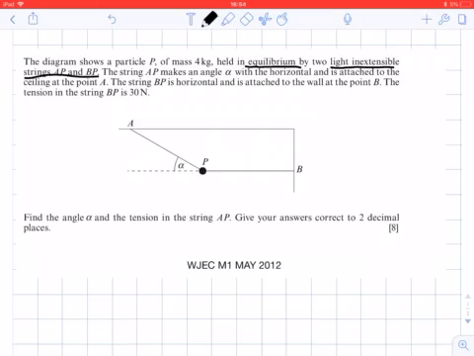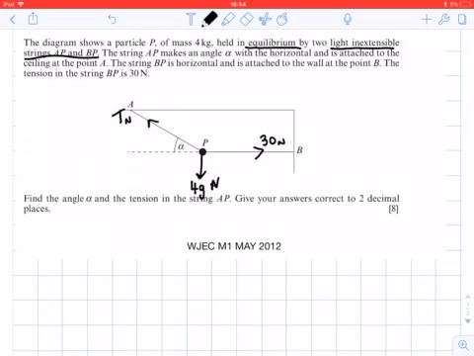In the first instance, if the mass of the particle is 4 kilograms, we're going to have 4g newtons acting downwards. We're also going to have the 30 newtons that's in PB, so it's 30 newtons tension there. But also we have this tension AP, so I'm going to call that T because we don't know what that is either. So again, we have two unknowns, but we are able to form two equations by resolving horizontally and vertically.